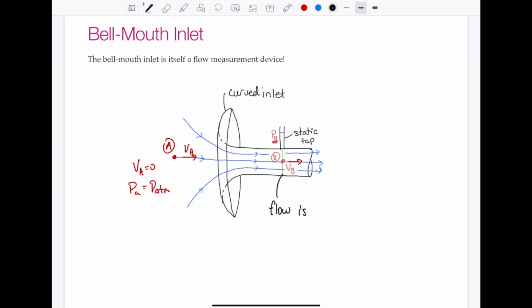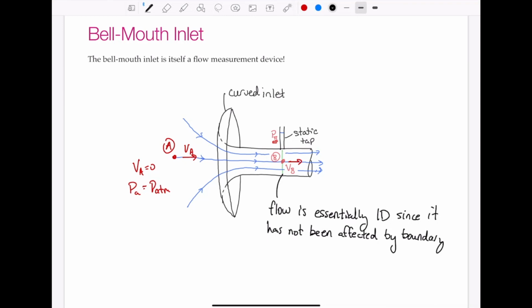So flow is essentially one-dimensional since it has not been affected by boundary layer.